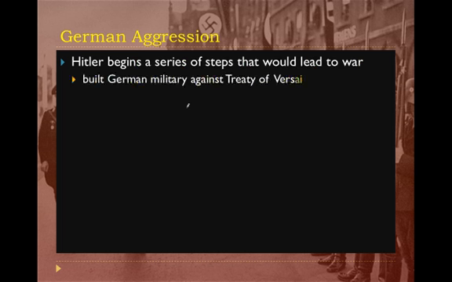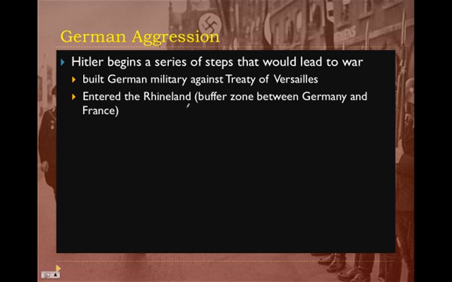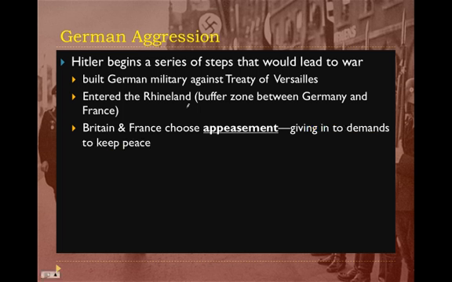He built the German military against the Treaty of Versailles. He entered the Rhineland, a buffer zone between Germany and France. And Britain and France choose appeasement. They give in to the demands to keep the peace.